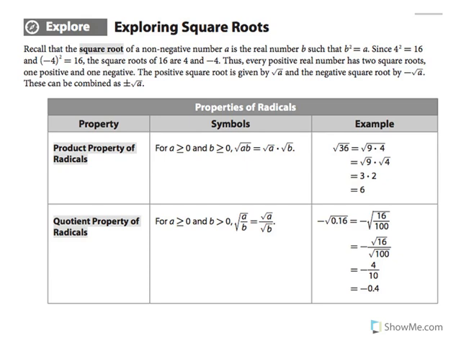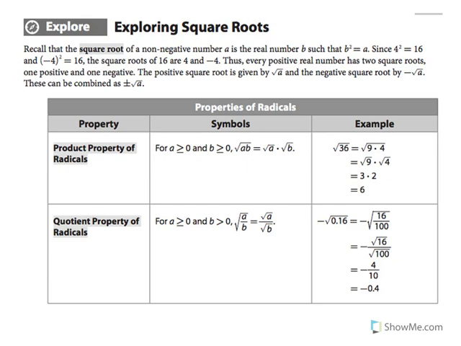Exploring square roots. Recall that a square root of a non-negative number a is the real number b such that b squared equals a. Since 4 squared equals 16 and negative 4 squared equals 16, the square roots of 16 are 4 and negative 4. Thus, every positive real number has two square roots, one positive and one negative. The positive square root is given by square root of a, and the negative square root is given by negative square root of a. These can be combined as plus or minus square root of a.